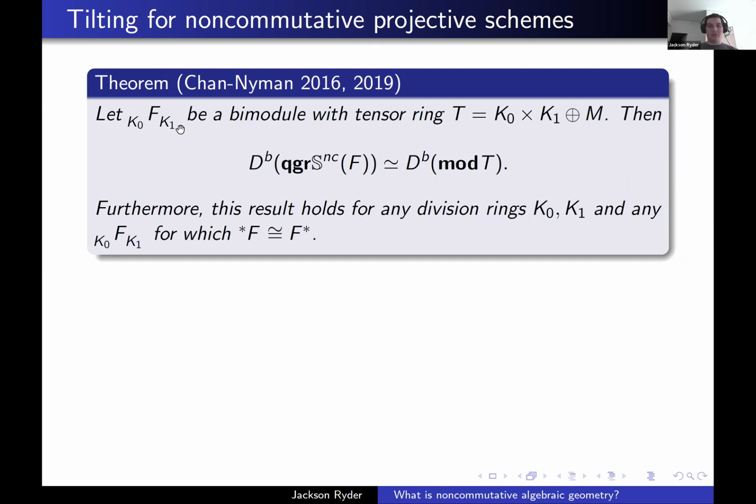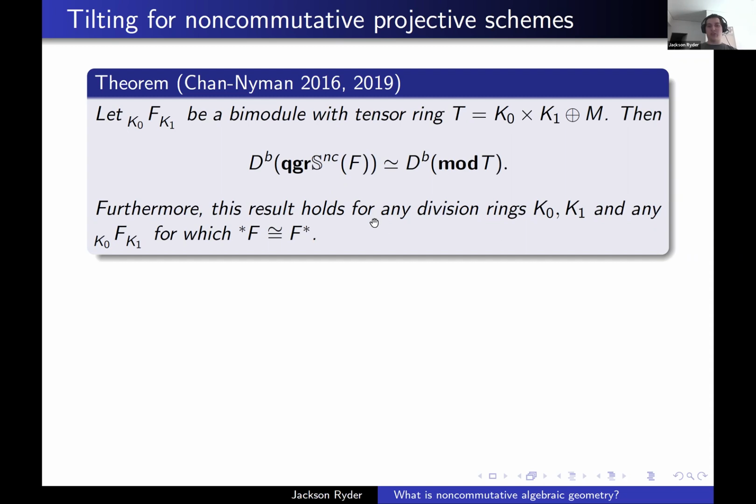So if we take a bimodule, like we had before, with this tensor ring, so the tensor ring is associated to the bimodule species, then we have this derived equivalence again, but now we have this quotient category of the non-commutative symmetric algebra being derived equivalent to the finitely generated modules or finitely presented modules over this tensor ring. So here, this is replacing the coherent sheaves on some projective scheme. So this is our coherent sheaves on this non-commutative scheme. And we have this same relation.